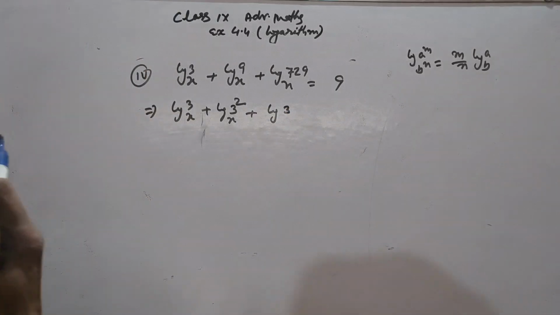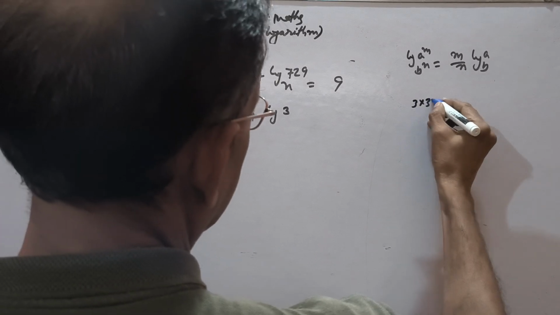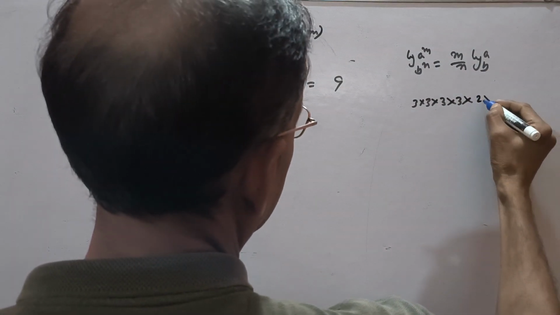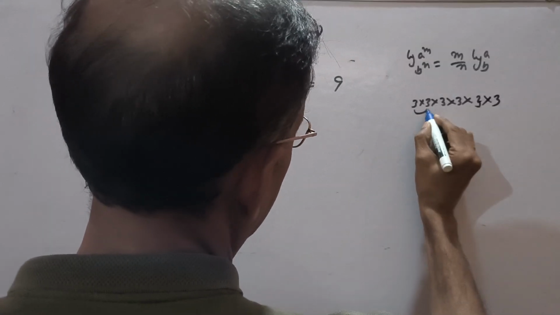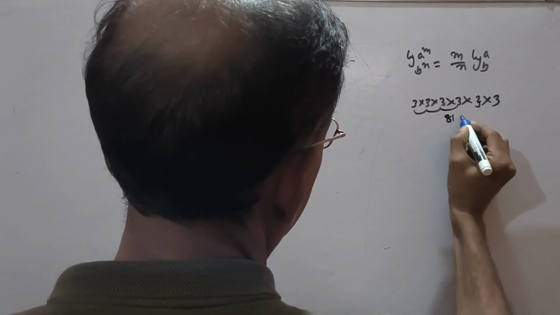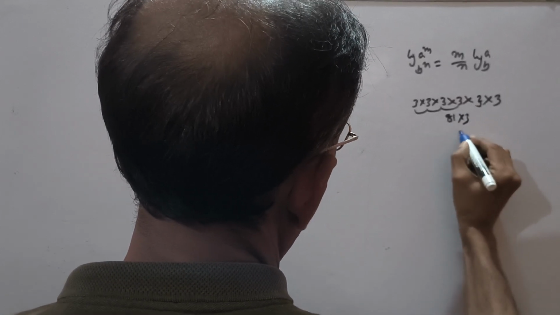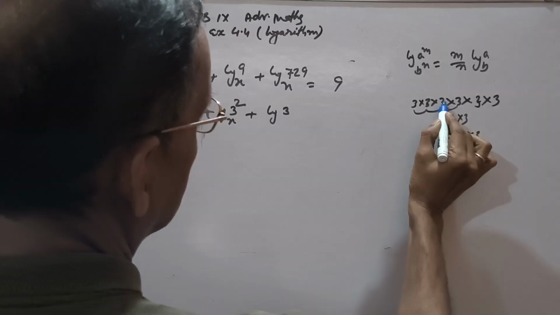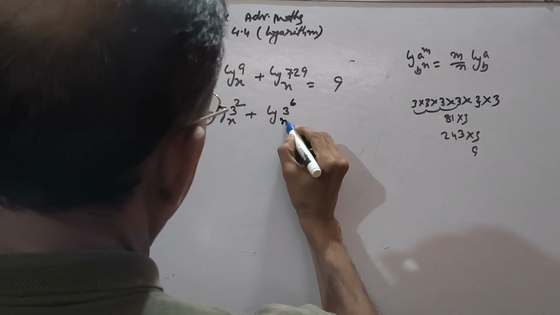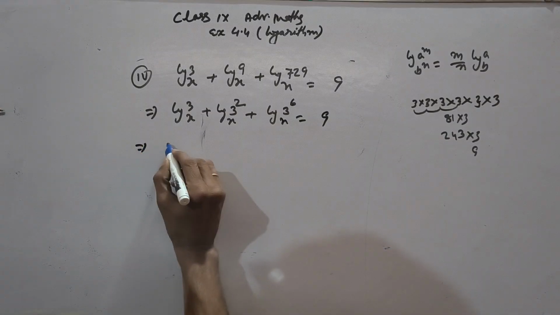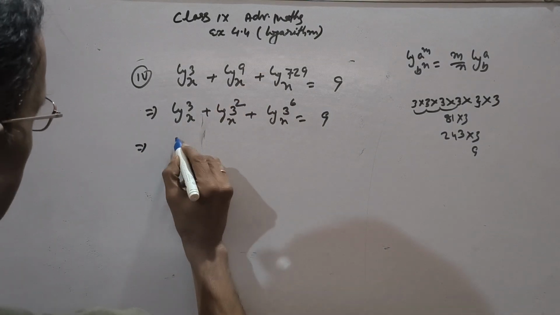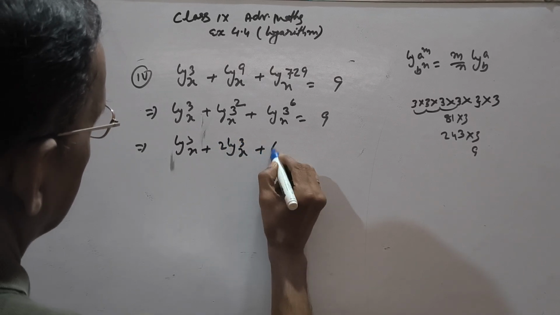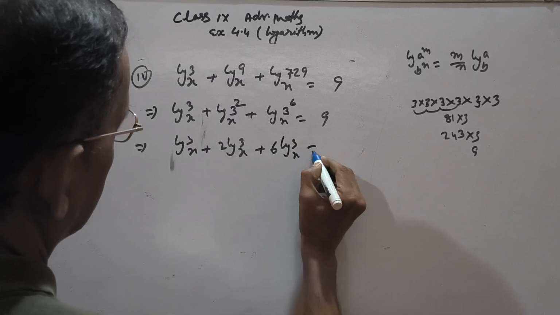3 to the power how much? 3 3s are 9, 3 3s are 27, 3 are 81, 3 are 243, 729. How much? 1, 2, 3, 4, 5, 6. Okay, 3 to the power 6. So this is log 3 to the base x plus 2 log 3 to the base x plus 6 log 3 to the base x equal to 9.